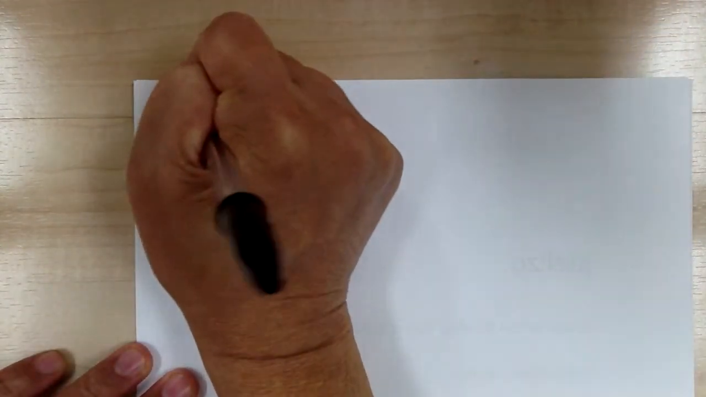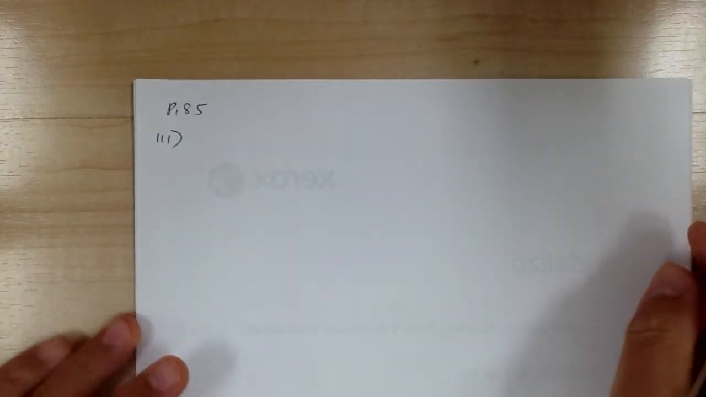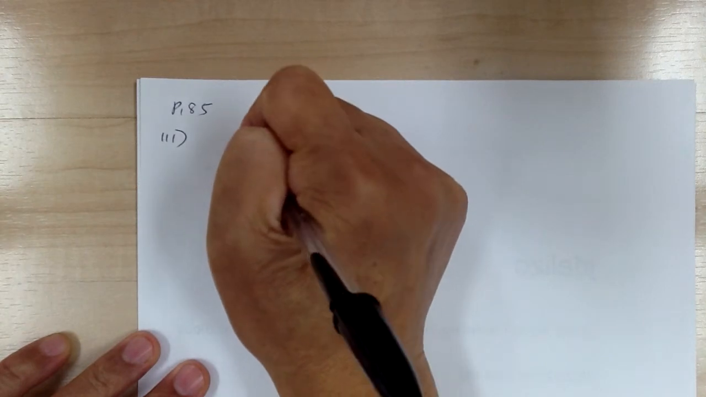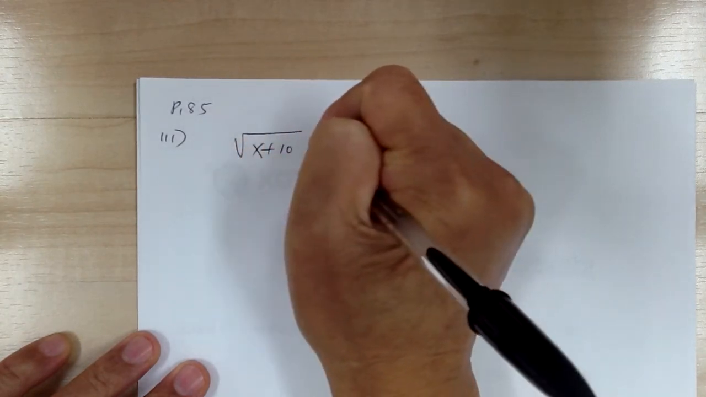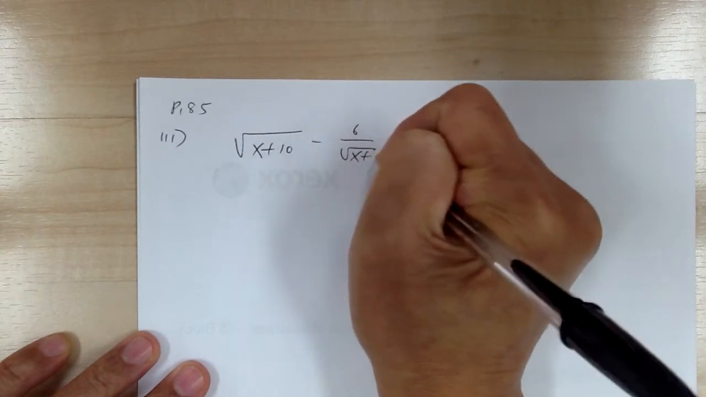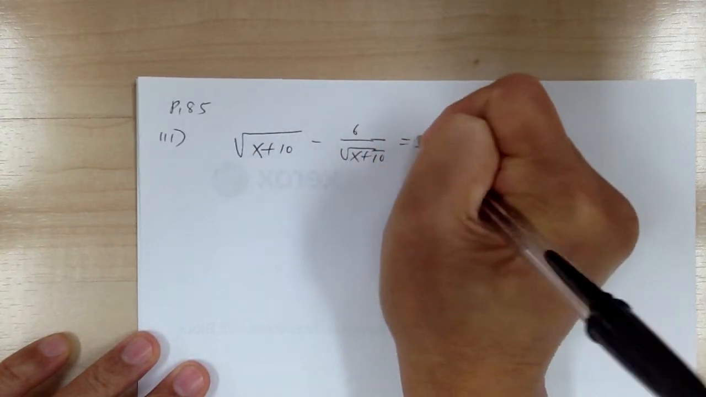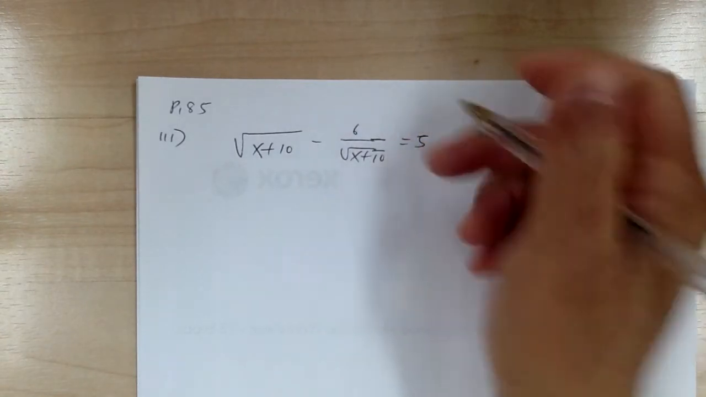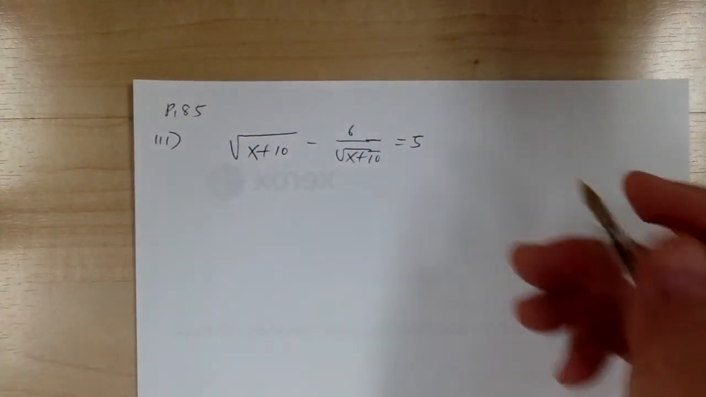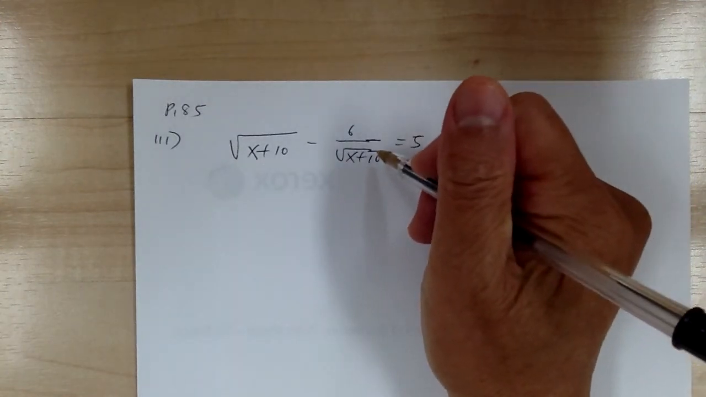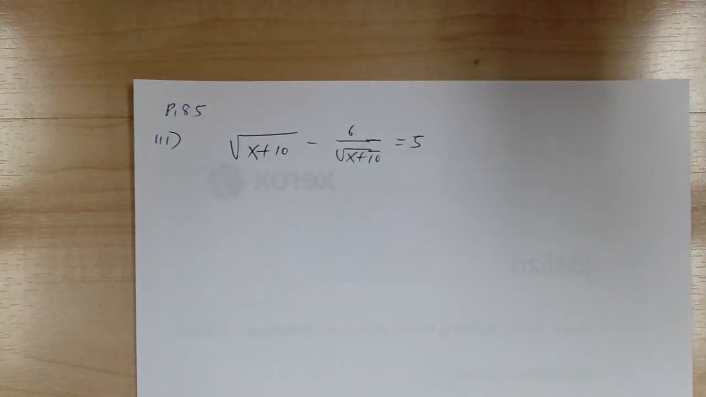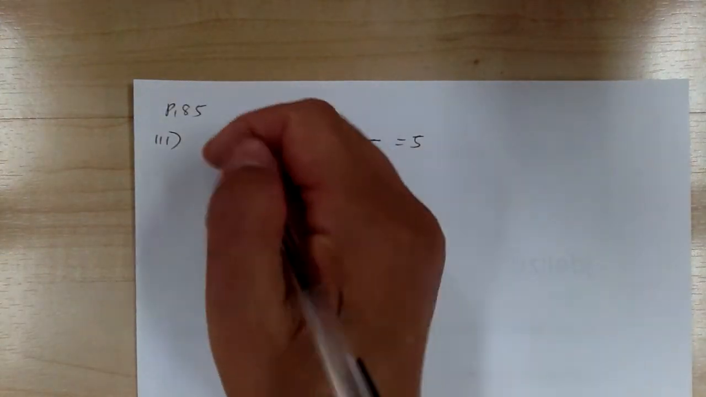Let's go to number 111. You want to find all solutions of x square root of x plus 10 minus 6 over square root of x plus 10 equal to 5. So with this one, you can just go ahead and multiply everything by square root of x plus 10 to get rid of the fraction. But I think it's easier to just use a substitution.